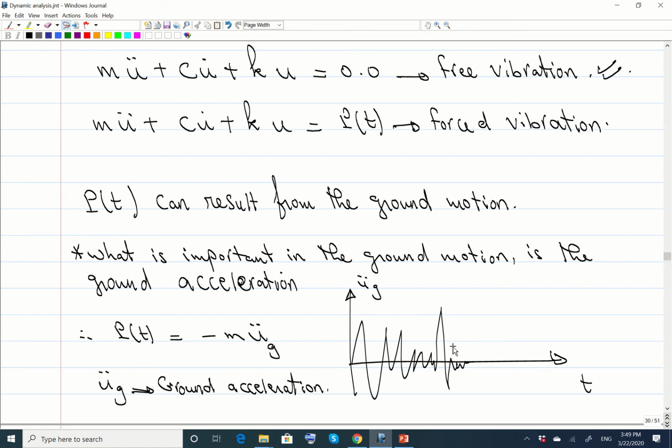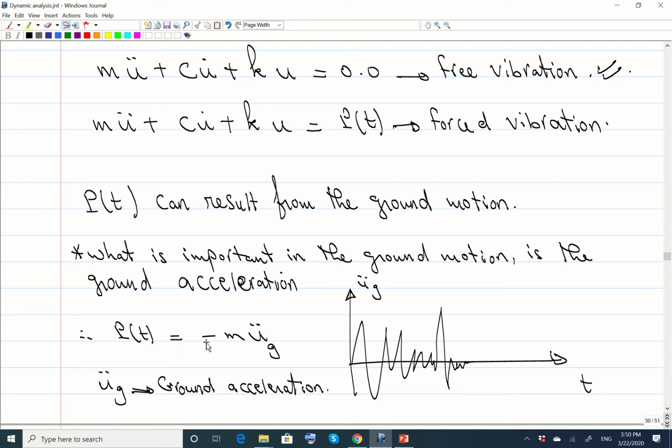So it's the same here. You have the structure and then the ground is moving. When you have this sudden movement of the ground, what do we mean by sudden? You have a large acceleration. So what we measure here is the acceleration of the ground. So ug double dot is the ground acceleration. G stands for the ground, and double dot means the acceleration. So the ground acceleration in terms of time, an earthquake gives a rapidly changing ground acceleration like this. Now if you have this ground acceleration, this will give a force on the structure.